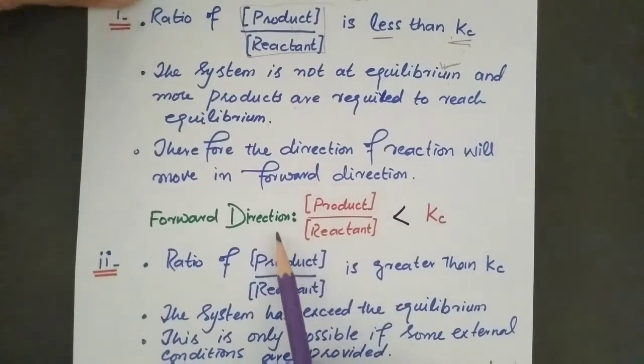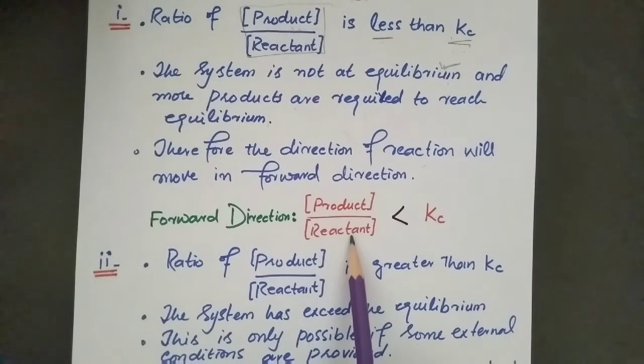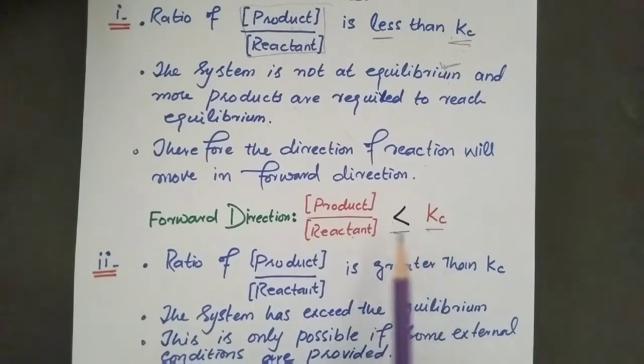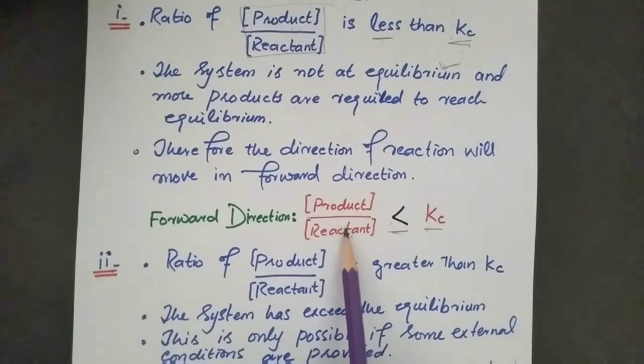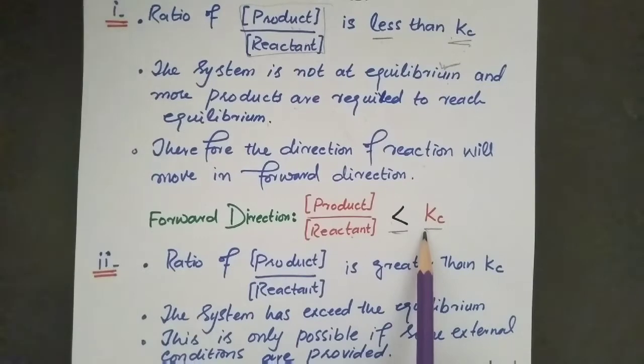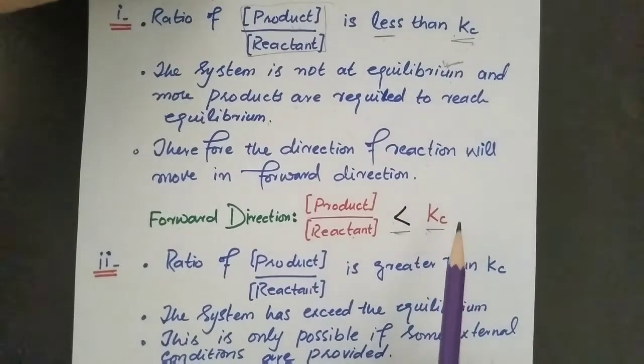Remember, the direction of the reaction will be forward when the ratio of product over reactant concentration is less than the Kc value. When the ratio of product over reactant concentration is less than the Kc value, then the direction of the reaction will be in the forward direction.